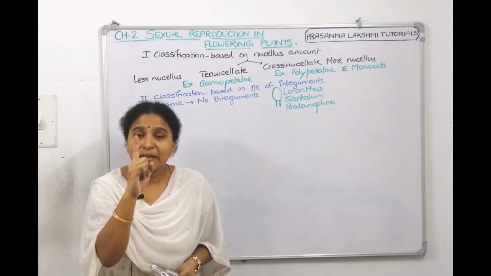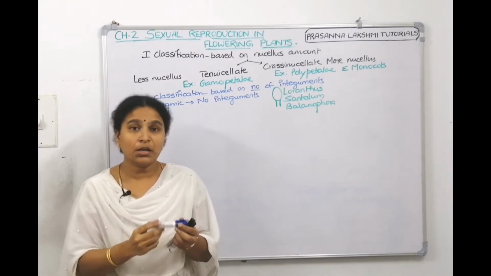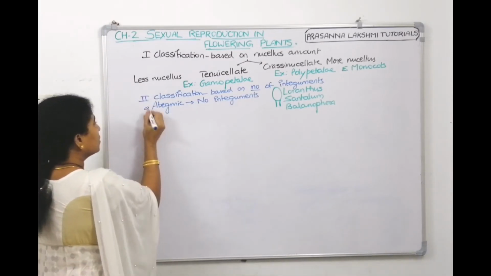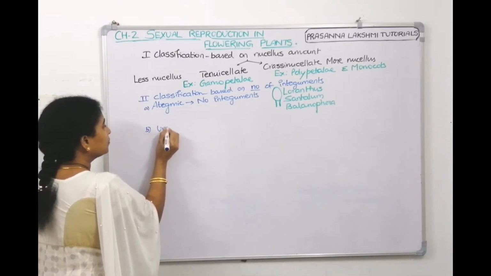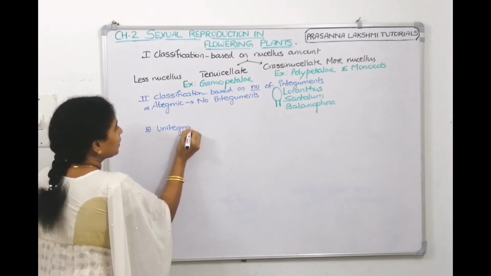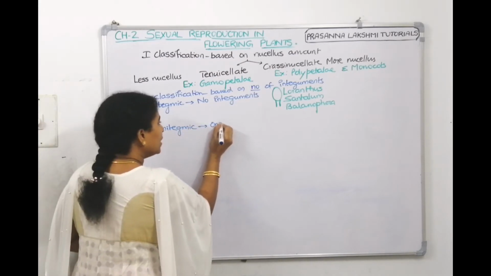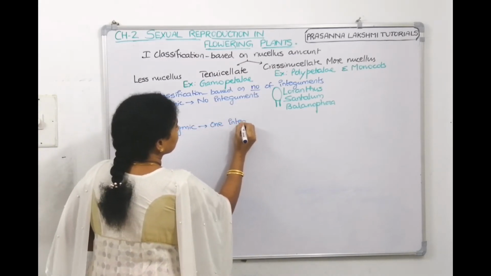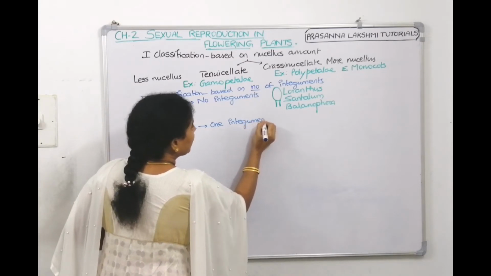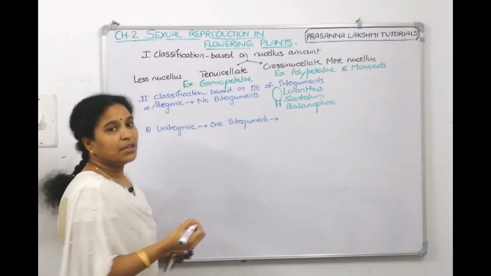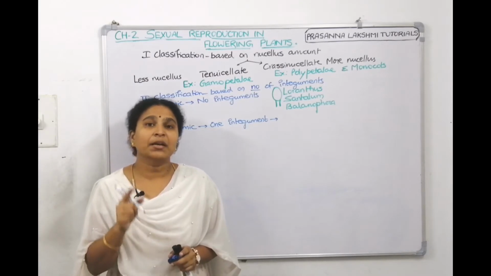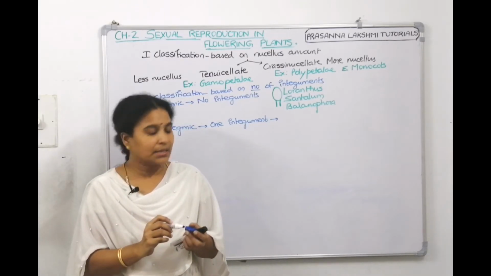Now, if it is having one integument covering the nucellus, it is called unitegmic. So the second one will be unitegmic. Unitegmic means one integument. So for one integument, what can we give as examples? For one integument, Helianthus and Datura are the examples.